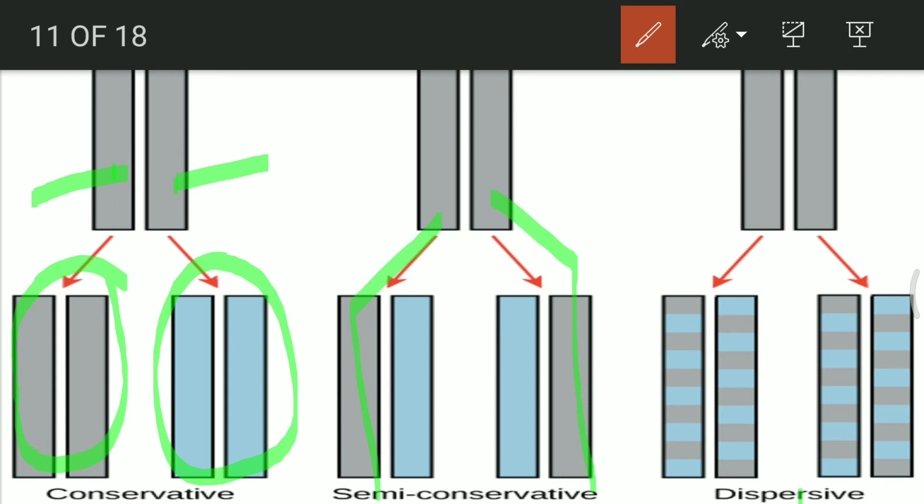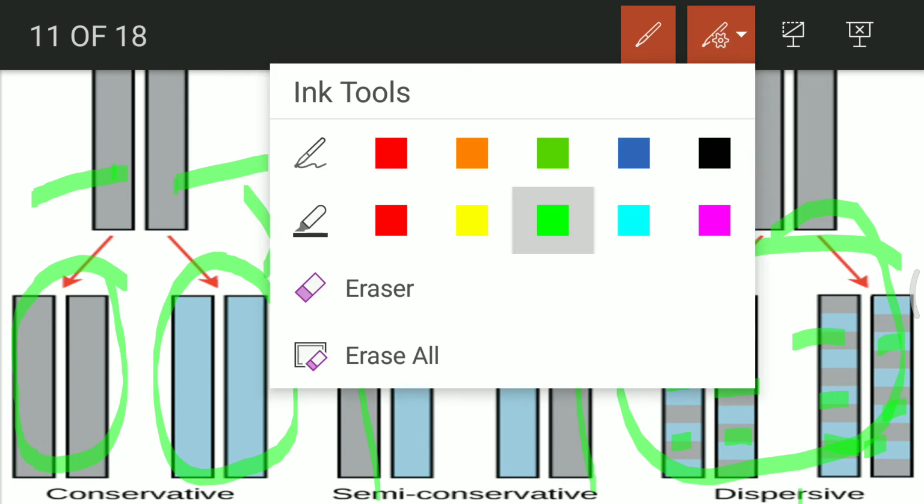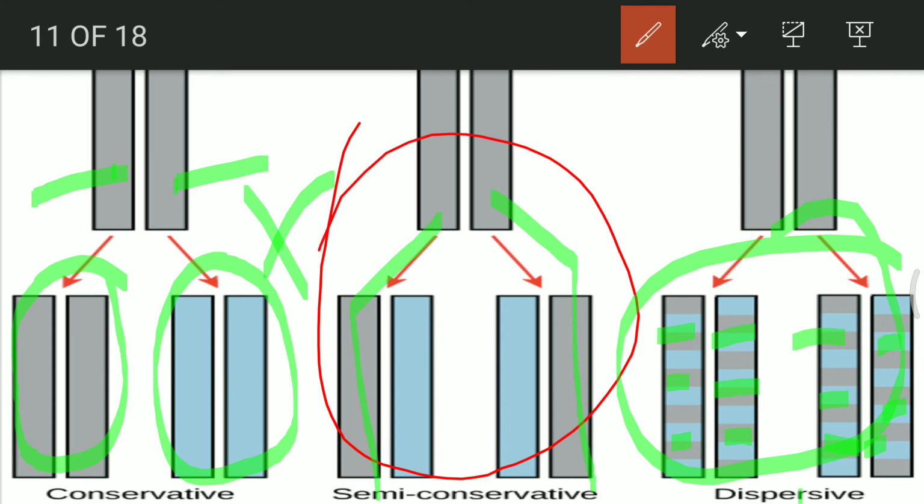Whereas in the dispersive mode of DNA replication, there will be a few bands present showing that some of the DNA is from the parent, whereas some is from the new type. And this was not at all seen in any case, and the first one was also not the case. So what came to light was the presence of the semi-conservative nature: 50% parental strands were there, 50% were new strands, and 50% were intermediate strands which contain both the parental as well as the new strand.